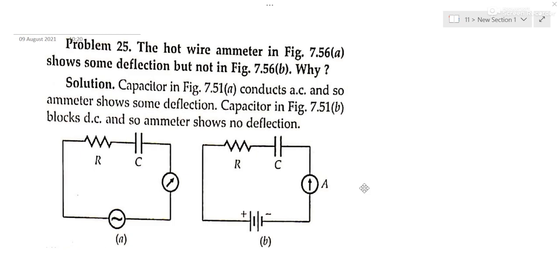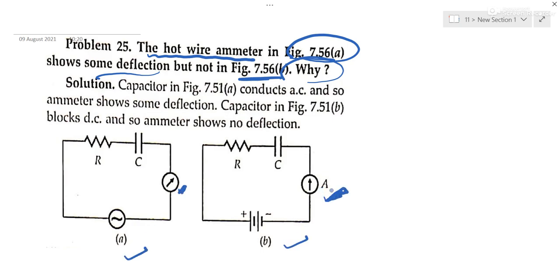So children, these are some important numericals from the AC chapter. Let us see this one. Here it is given the hot wire ammeter in this figure and this figure. In this figure it is showing some deflection, but in the other figure it is not showing. Why? So in this figure the ammeter is showing deflection, and in this figure the ammeter is not showing deflection despite the fact that current is flowing in both.